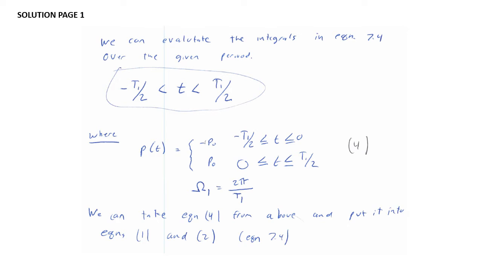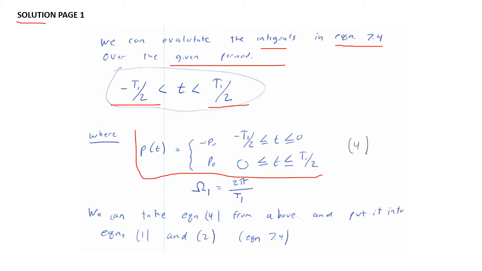So as we start our solution, we can evaluate the integrals from our equation 7.4 over the given period here, from negative t1 over 2 to t1 over 2 for our t value here. Where again, we were given this p of t right here for our negative p naught and our positive p naught over here. So again, for negative p naught, we have negative t1 over 2 to 0. And for p naught, we go from 0 to t1 over 2. And we can get that again from our graph.